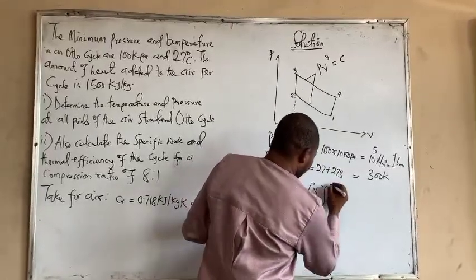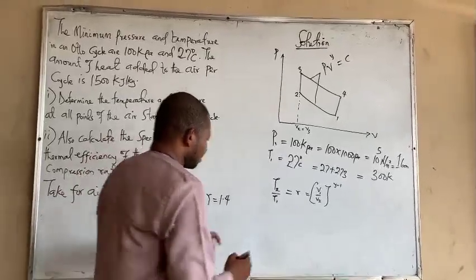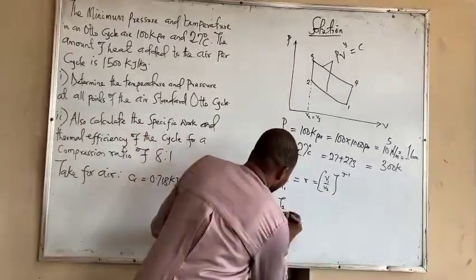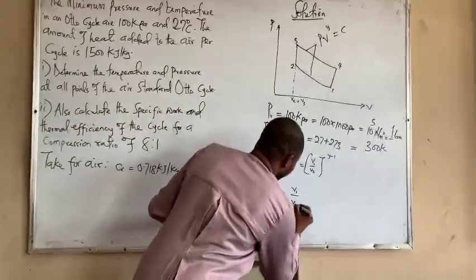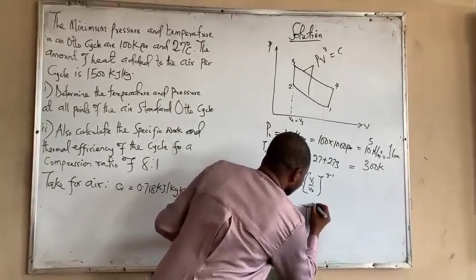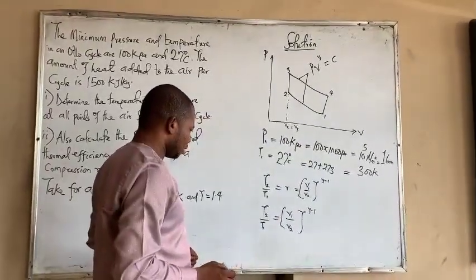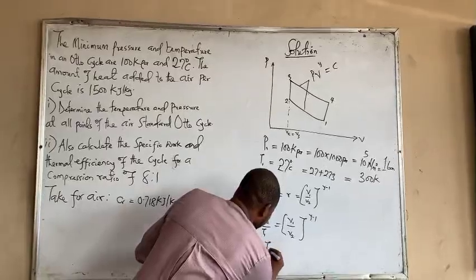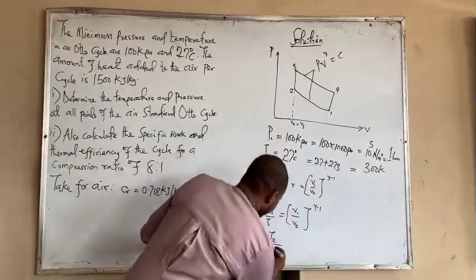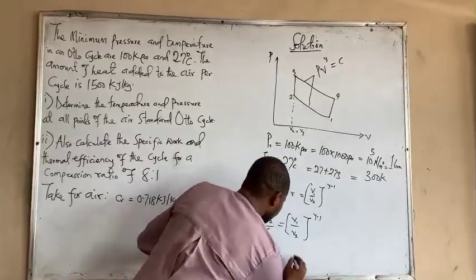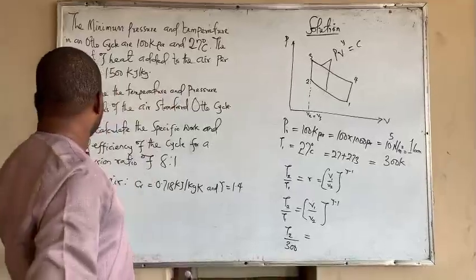So this is equal to the same thing as this R. So I'm going to have gamma minus 1. If that be the case, it's further broken down as T2 over T1 is equal to V1 over V2 raised to gamma minus 1. This is what we're going to be having. Now, what is my T2? T2 is not known yet. What is my T1? My T1 is 300. This is equal to my compression ratio from the equation here.